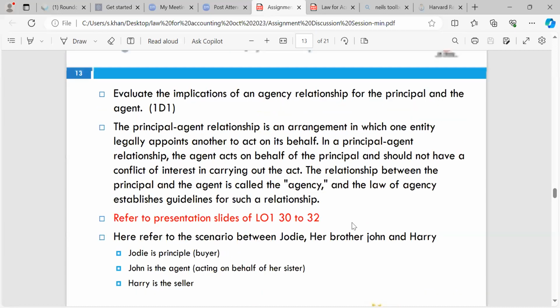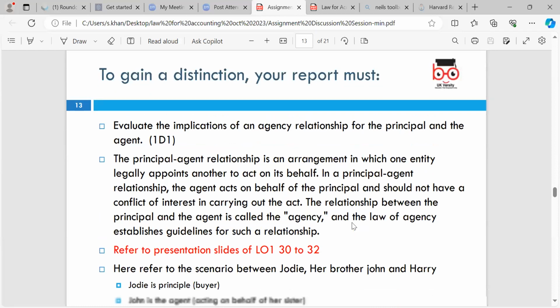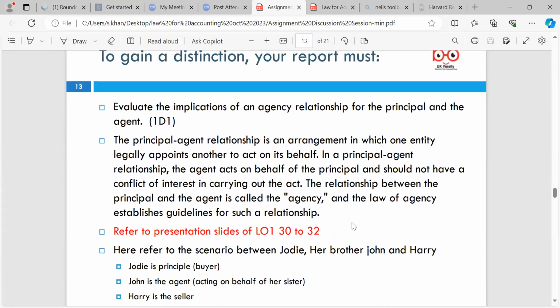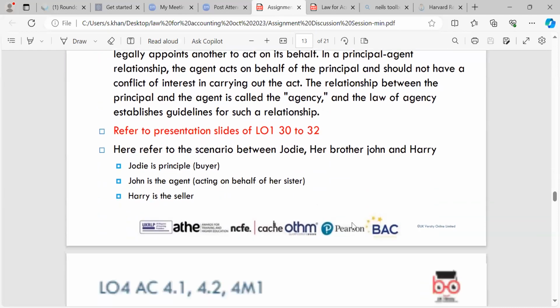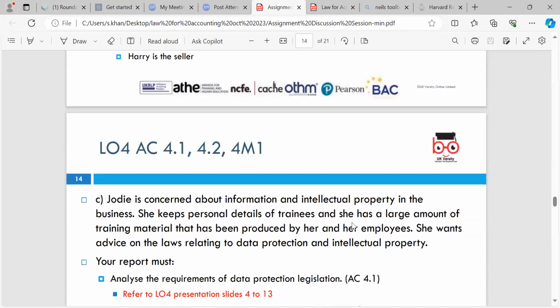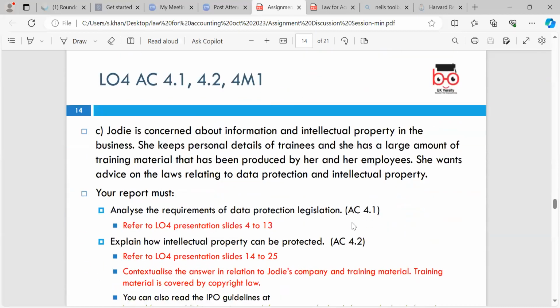Okay. This is only if you want to get a distinction. Does everyone understand that? Yes. So this is if you want to gain a distinction on part B. So we've done part A, now part B, and this is part C. Okay. So this is learning outcome 4, AC 4.1, 4.2, 4M1.